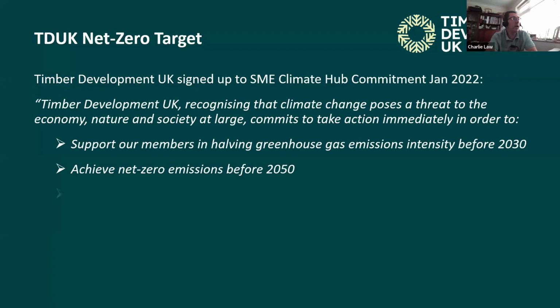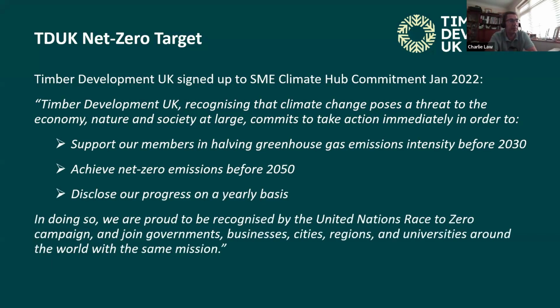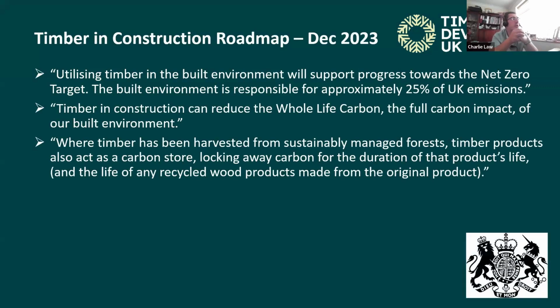And TD UK has got a target. We signed up to the SME Climate Hub commitment, where we said Timber Development UK recognises that climate change poses a threat to the economy, nature and society at large, and commits to take action immediately in order to support our members in halving greenhouse gas emissions intensity by 2030, achieving net zero by 2050, and disclosing our progress annually. We've signed up to that to help you, our members, achieve some of those targets. And hence we've got things like the net zero roadmap and this training to encourage you to do something about it. And obviously we're here to help if you've got any questions.